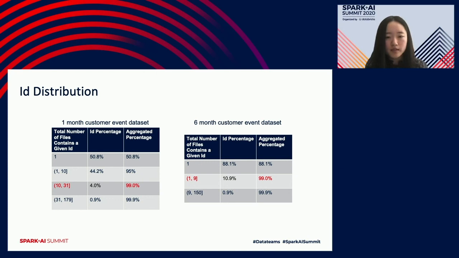We also confirmed this pattern with a much larger dataset. This one has 6 months of customer event data, and the ID distribution is similar. 99% of the IDs appear in less than 9 files for the large dataset.